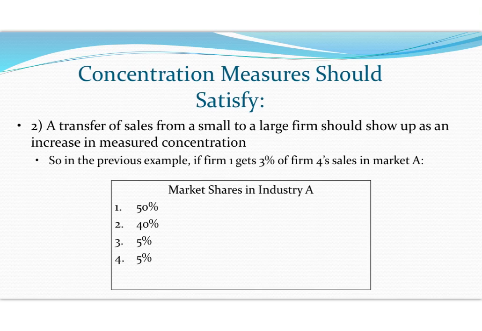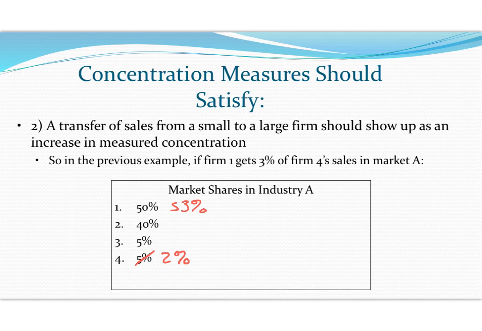Okay, the second property that our concentration measure should satisfy is that if we take sales from a small firm and move it to a larger firm, it should show increased concentration. Basically, if we take a small firm and make them even smaller, and we take a big firm and make them even bigger, then we should see higher levels of concentration and less competition. So here's my example. Firm 1 gets 3% of firm 4's sales. So this becomes 2% and this becomes 53%.